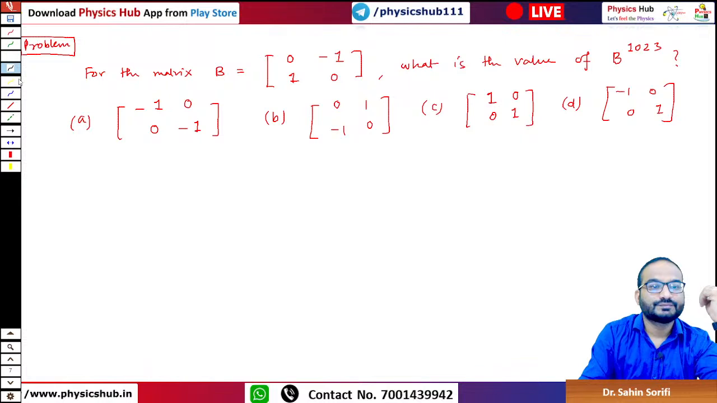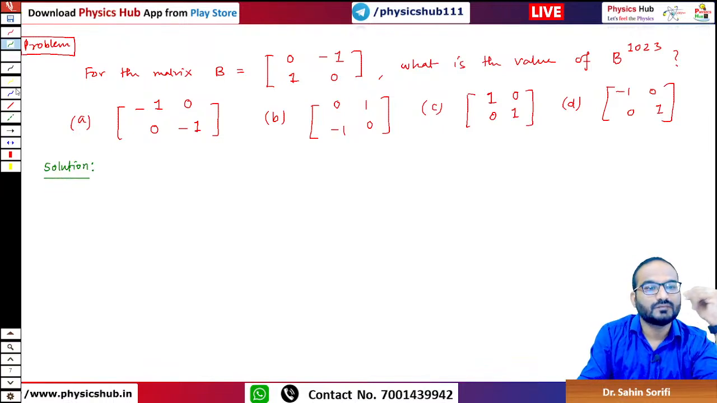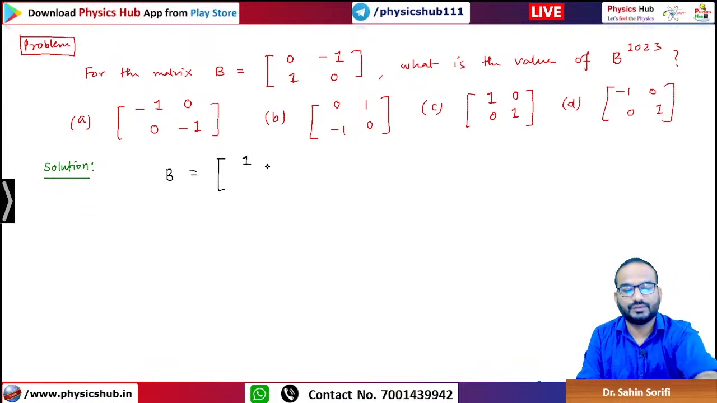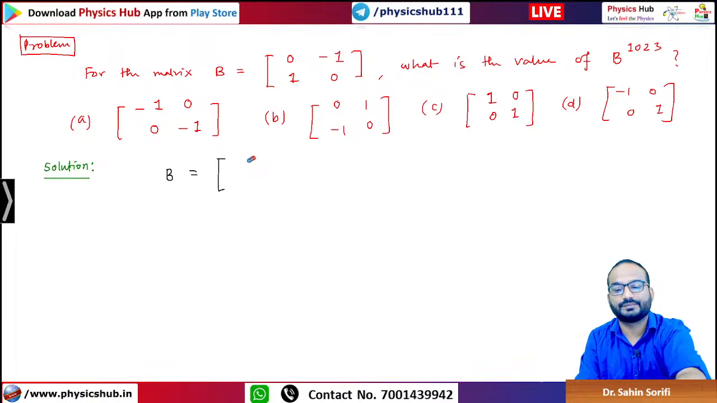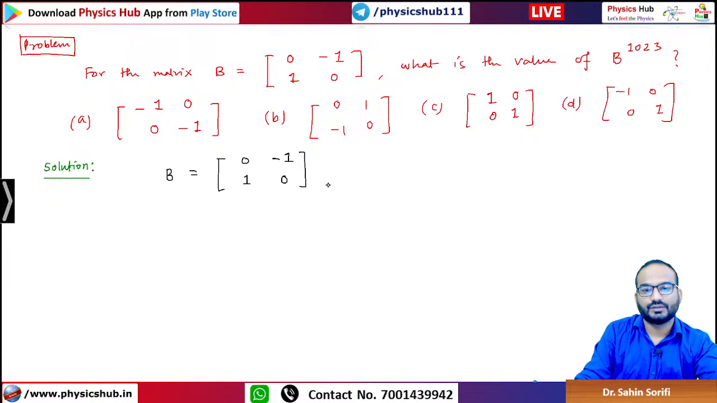Could you find out? Look, whenever this kind of problem is given to you, your first task would be to find out the square, then cube, then another power, to see if you can see any pattern after doing b square or b cube or b to the power 4, whether you are getting identity. If you somehow get the identity matrix, then your job is done.